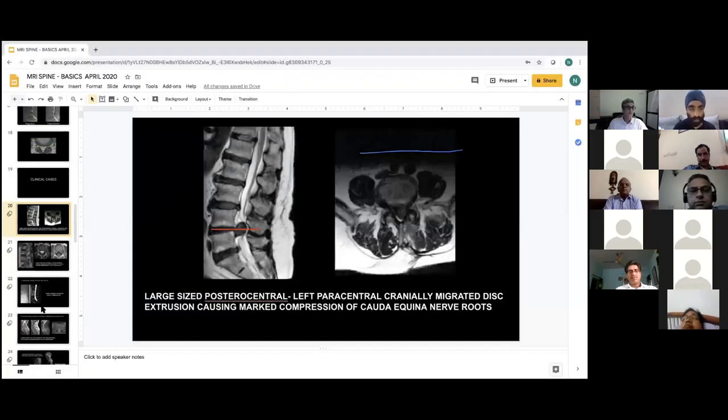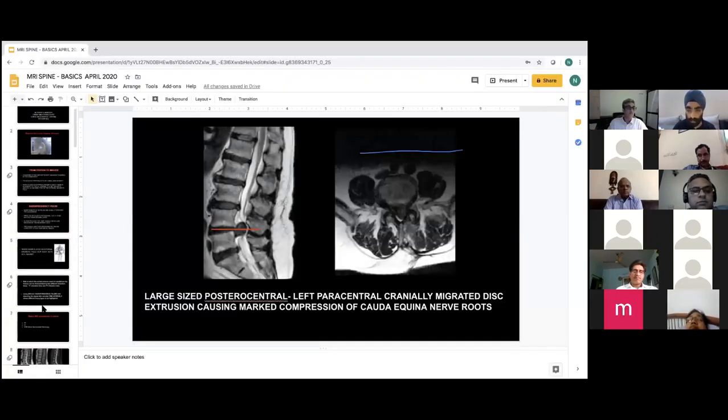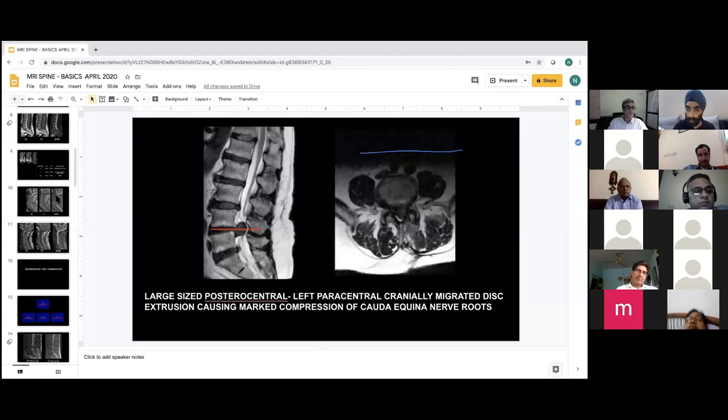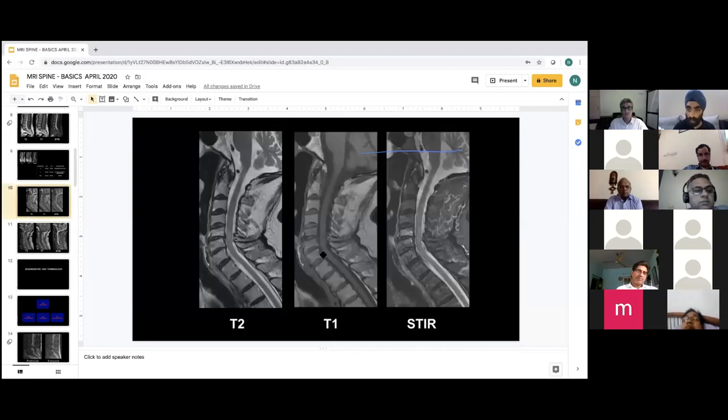So there is one question. When do we say that the prevertebral space in the cervical spine is increased? What is the criteria for that? Dr. Naveen? Okay. So this is the cervical spine. This is the prevertebral space.